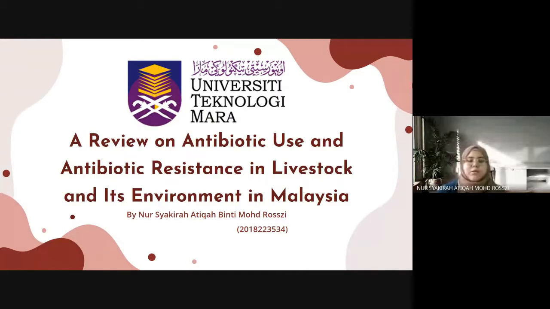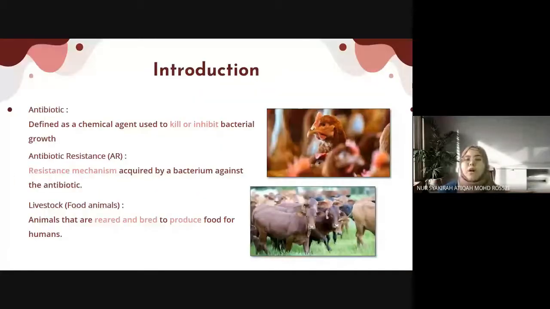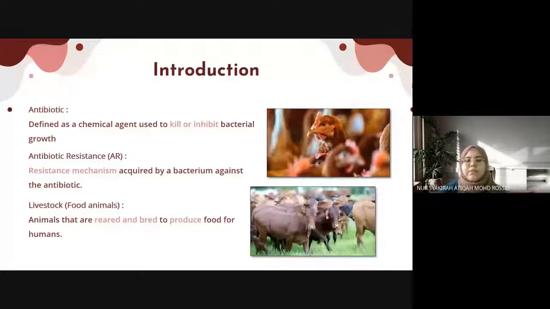So what is an antibiotic? An antibiotic is defined as a chemical agent used to kill or inhibit bacterial growth, while antibiotic resistance is known as a resistance mechanism acquired by the bacterium against the antibiotic. And livestock or food animals are the animals that are reared and bred to produce food for humans.